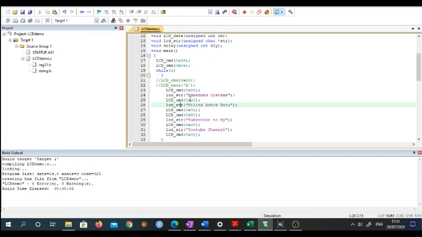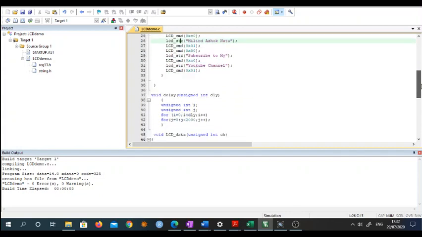So totally, if you look at this particular program, at the beginning it will display embedded systems, Milind Ashok Nathu. Then it clears the display. Again it goes to the first line and writes subscribe to my. Then it goes to the second line and displays YouTube channel. Again it clears the display and this process will go on continuously. So this loop will run continuously until this condition is false, but since while(1) is always a true condition, it will always keep running.